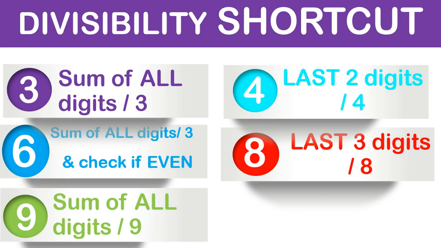A divisibility rule is a shorthand way of determining whether a given integer is divisible by a divisor without performing the division, usually by examining its digits. Let's look at the rules of divisibility by 3, 4, 6, 8, 9 and check it through an example.